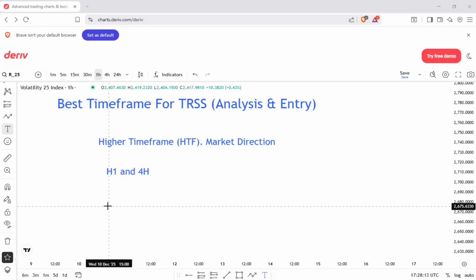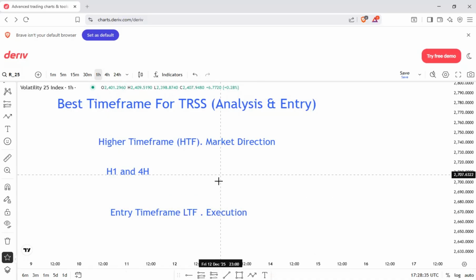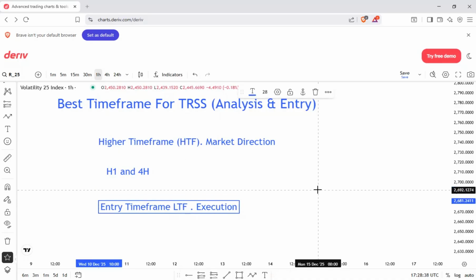Let me give you the entry time frame you should be using, which is your lower time frame. So what is your lower time frame used for? It's used for execution, to execute trades. That's what you make use of your lower time frame for. What is the purpose? To find low risk and precise entries after confirmations.